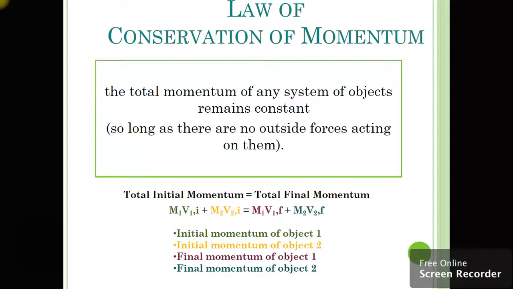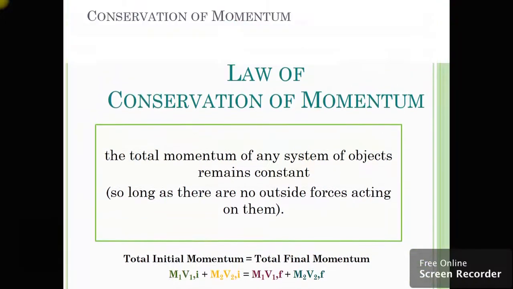The law of conservation of momentum. This will be in your notes. The total momentum of any system of objects remains constant so long as there are no outside forces acting on them. So, if you have a collision, say between a couple pool balls on a pool table, if you take the initial momentum before and after the collision, those total momentums are going to be equal.